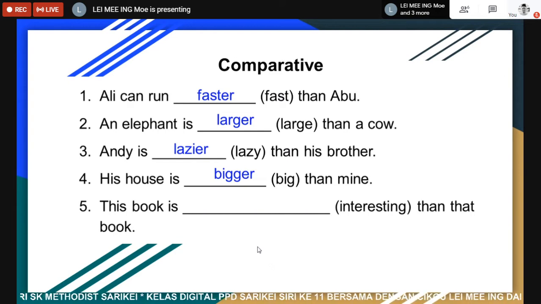Alright, the last question. This book is then that book. So the given word here is interesting. So can I see your answer, please, for question number 5? More interesting.